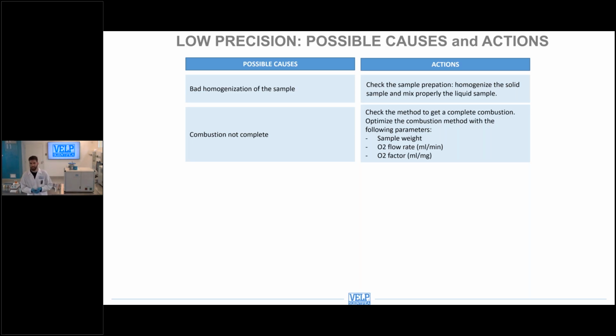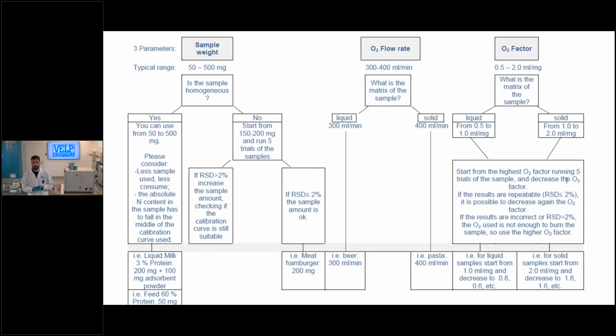So again, as I showed you before, in the analytics menu methods, you will find a list of all the methods developed internally that cover a wide range of samples. So you can choose one method from them. But if you don't find the correct method, you can develop a new one starting from 0. So how can you develop a new method? Here you can find a guideline for developing a new method. The 3 important parameters are the sample weight, the oxygen flow rate and the oxygen factor.